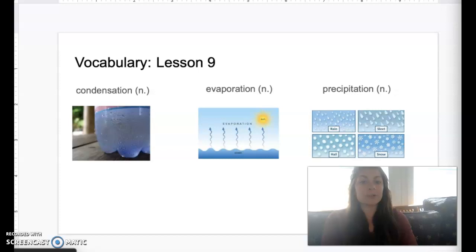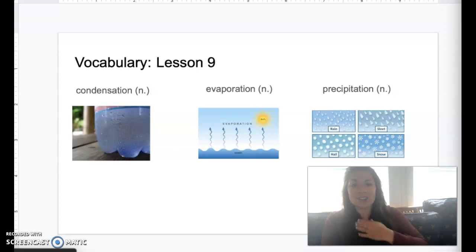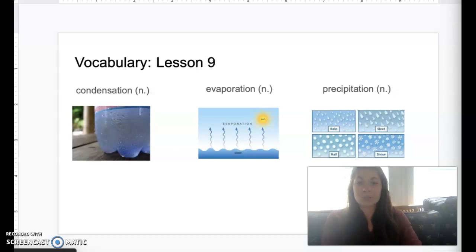Our first vocabulary word for today's story is the word condensation. Repeat after me. Condensation. Condensation is the process by which a gas changes into a liquid. Our next vocabulary word is the word evaporation. Say evaporation. Evaporation is the process by which a liquid changes into a gas. Our last vocabulary word is the word precipitation. Say precipitation. Precipitation is water that falls from the sky as rain, snow, sleet, or hail.